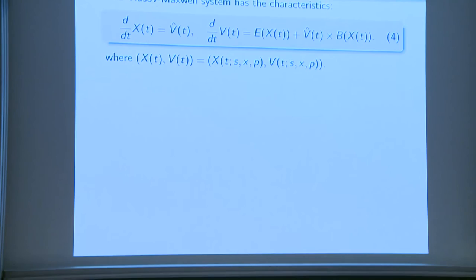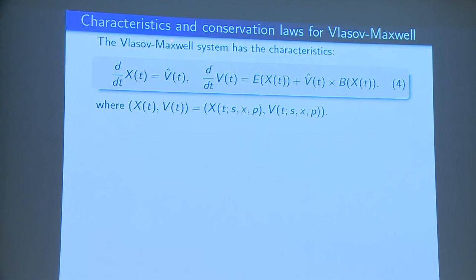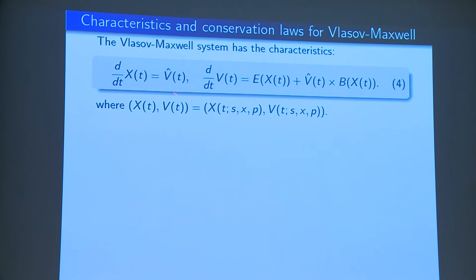So also there are characteristics for the Vlasov-Maxwell system, and they're written down as follows. I use a capital X and capital V hat, where V hat is just V over the square root of 1 plus V squared, and the characteristics are dX/dt equals V hat, and dV/dt is equal to E evaluated at X of t plus V hat cross B evaluated at X of t. And we abbreviate X(t) and V(t) for simplicity as X(t,s,x,p) and V(t,s,x,p). And the characteristics really depend on all of these things. And you have what are not exactly initial conditions, but like initial conditions that say that when you have X(s,s,x,p) and V(s,s,x,p), then that is exactly equal to lowercase x and lowercase p, which are just the variables.